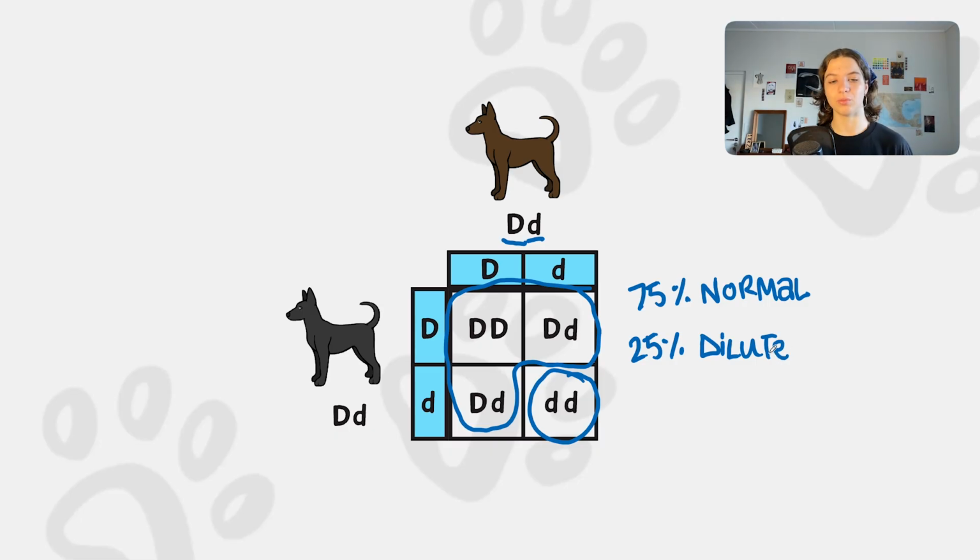Okay, so what we can do with Punnett squares, and should, is we can stack them to create more complex possibilities.